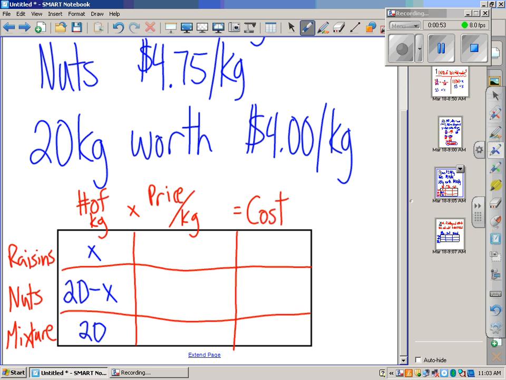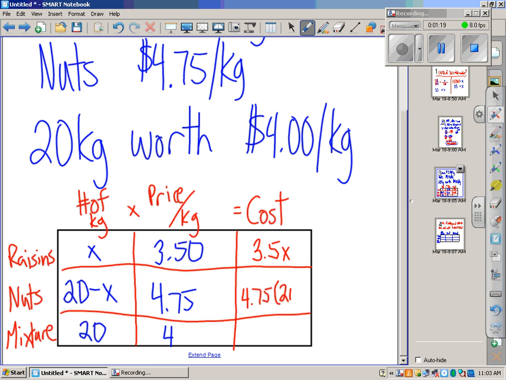One of them, the dimes, is x. The other is 40 minus x. You plug in the price per kilogram. The total price of the mixture is $4. So then you multiply across, just like we've been doing. And then our equation comes from the last column.